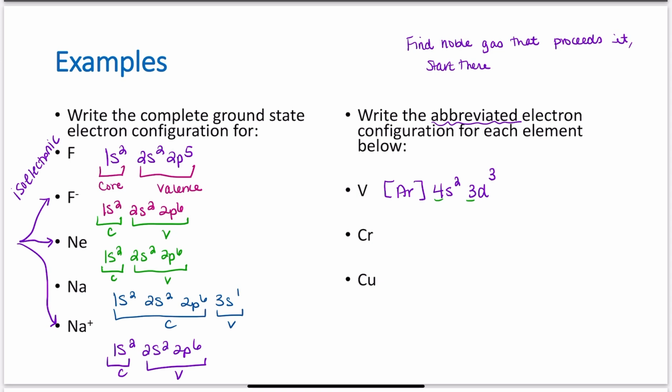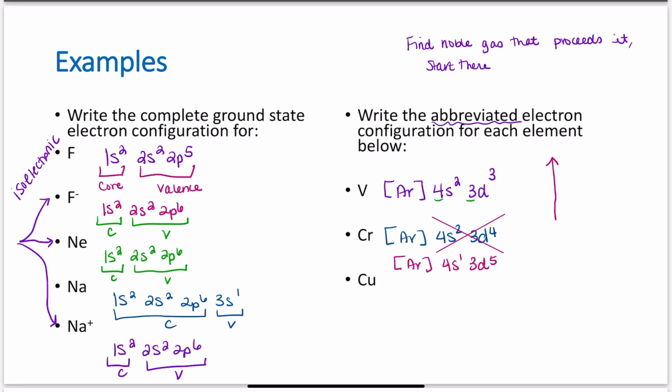Okay, what about chromium? Now, here's the trick about chromium. People are going to assume that chromium is argon, 4s2, 3d4. But I'm going to tell you right now that this is not correct. What we actually find is that chromium, and I'll draw out why in a sec, is actually argon, 4s1, 3d5. And the reason is really easy to see if you look at the atomic orbital of chromium.